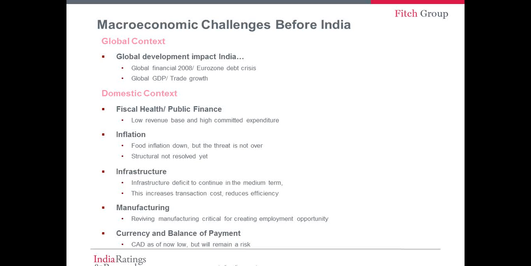And the currency and the balance of payment situation, particularly the current account deficit, as of now looks in much better shape than what it was, say, in 2013-14, given the fact that oil prices have come down substantially, and there are checks and balances so far as gold import is concerned. So on the whole, current account deficit at this point of time is looking much better.